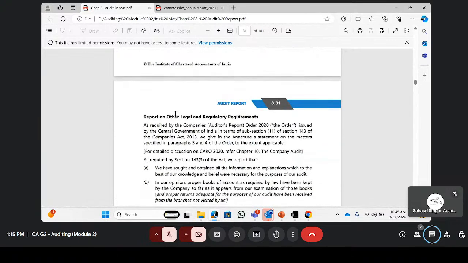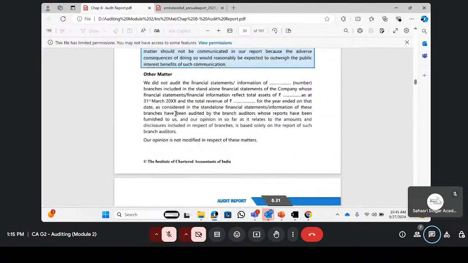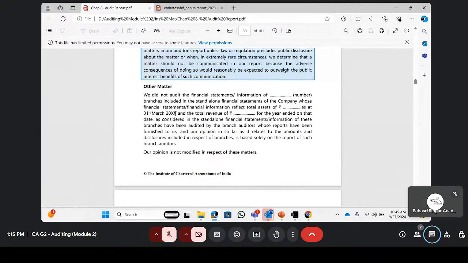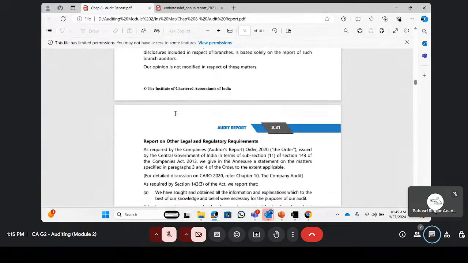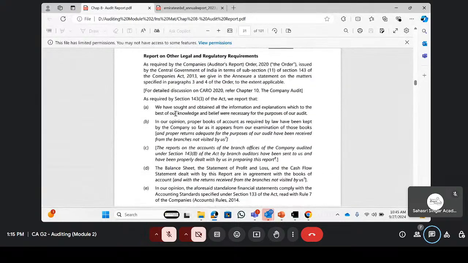Okay, and the last thing is after auditor's responsibility, other matters. Other matters sometimes will be there, sometimes will not be there. But in this situation, they have given some questions in the top question. That is why this has been explained. The last one is report on other legal and regulatory requirements. As I told you, remember.